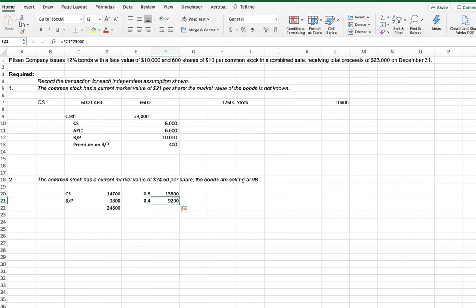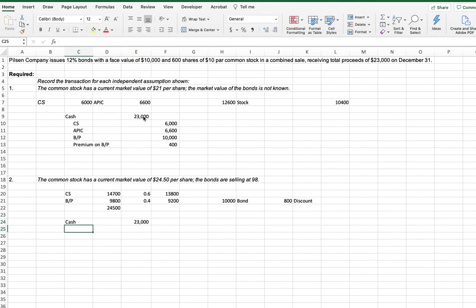And so then we can further break this information down, because the bond has a face value of 10,000, so this time we have a discount of 800, the difference between the face value and what we're allocating towards the bond. And then this 13,800 is going to be applied to common stock first at $10 per share, and then the remainder will go into the additional paid-in capital. So let's put that in journal form. We're still receiving the same cash of $23,000.